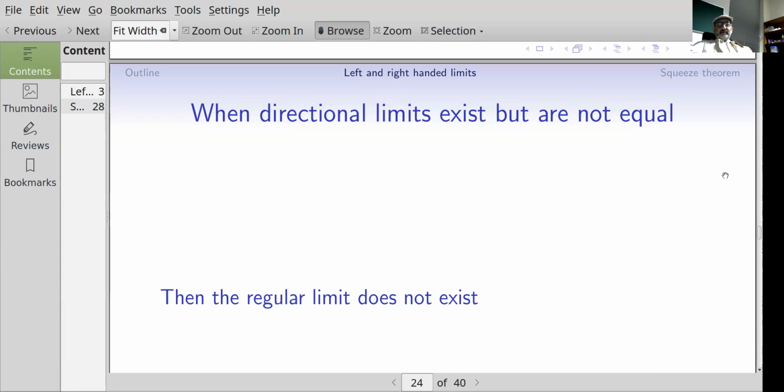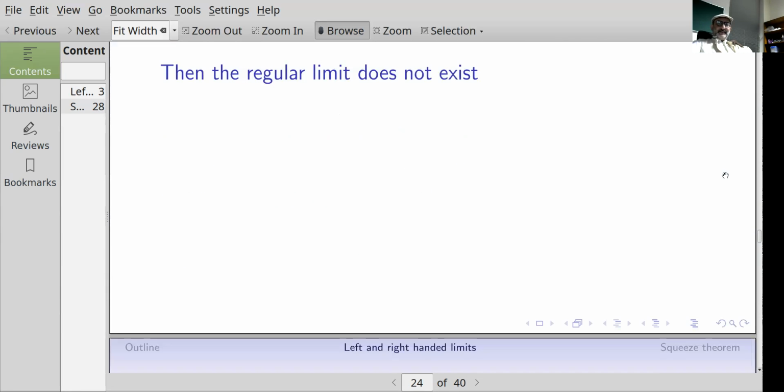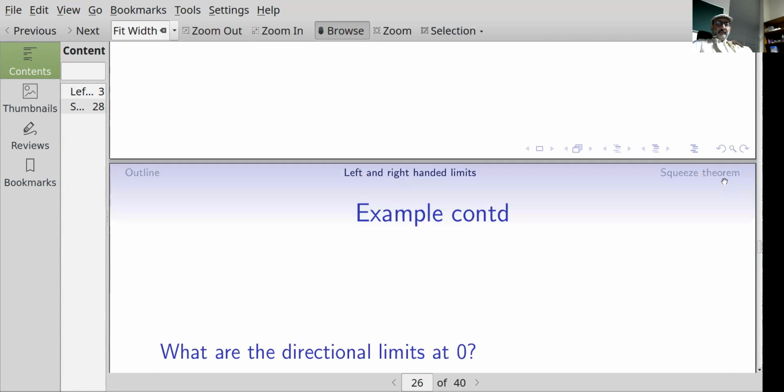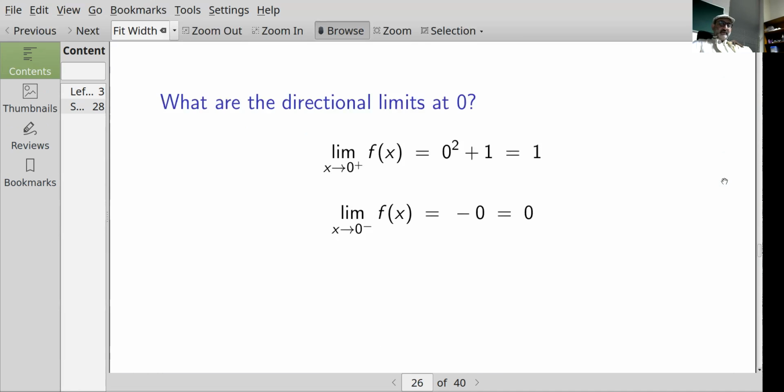Okay. Now we consider the case when directional limits exist but are not equal. Okay, we've already done that. Then the regular limit does not exist. So for example, f maps reals to reals defined by f of x is equal to x squared plus 1 for non-negative x, and it's equal to minus x for negative x. Okay, and we consider the directional limits at 0.